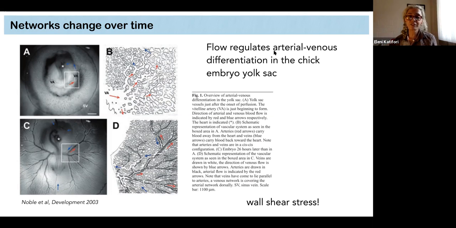Now, the reason for this difference is that as soon as the heart starts pumping and you have flow, this flow regulates development, regulates the arterial venous differentiation in the chick embryo yolk sac. Now, how exactly that is done, we have some idea. We don't know all the details, but we have some idea of the pathway. And a major player is the wall shear stress. So the vessel wall measures the shear stress. If the vessel has a small diameter and a lot of flow through it, you're going to have a lot of shear stress. And the vessel will sense that and will grow, right?